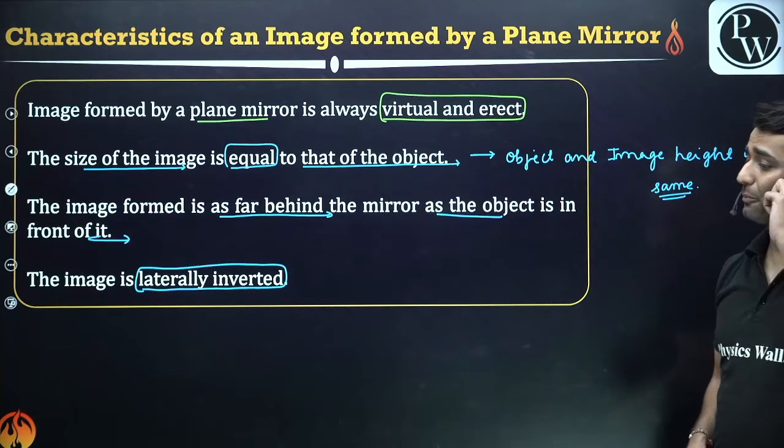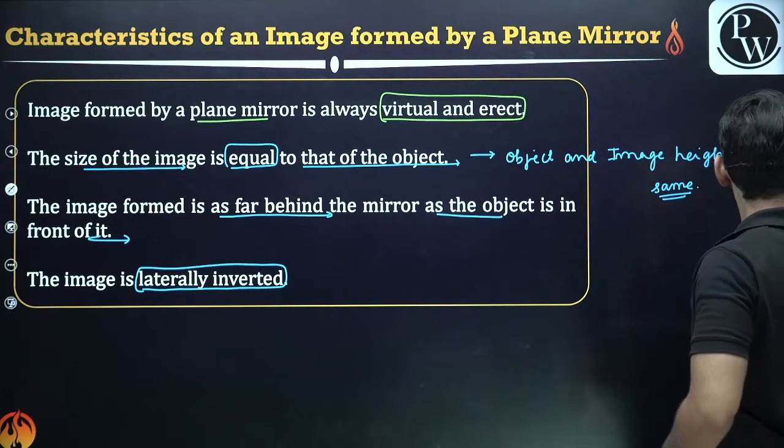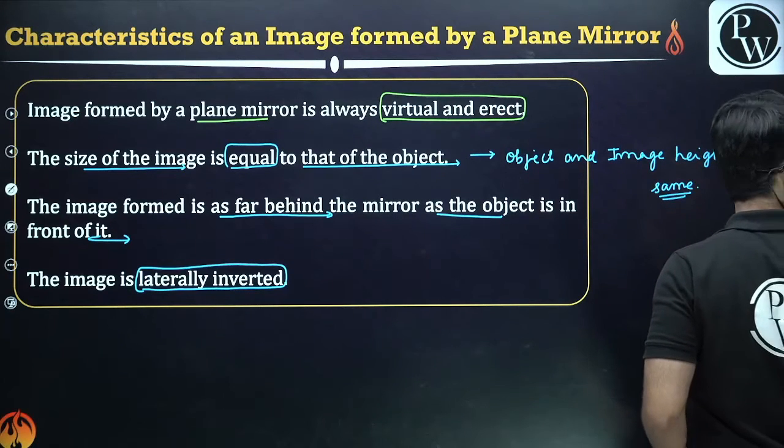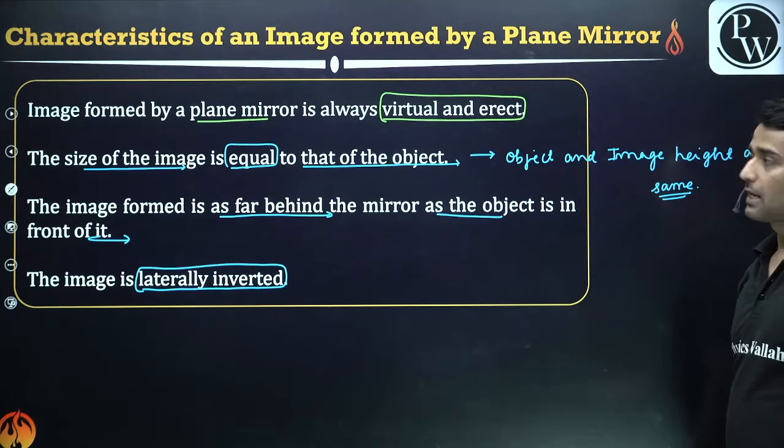So guys, these are the 4 properties of the image formed by a plane mirror. Is it clear to you, everybody? So just pause the video and write it down. Then we will move on to the next topic. Clear? Shall we move forward now?